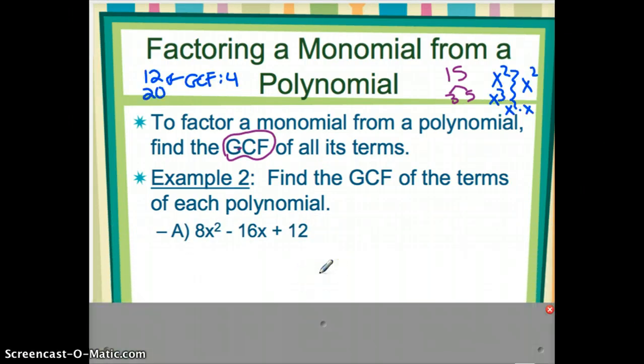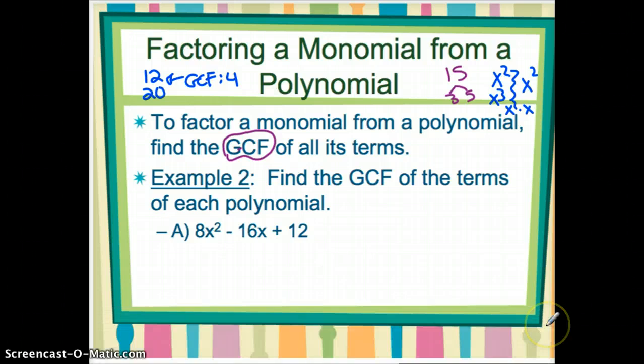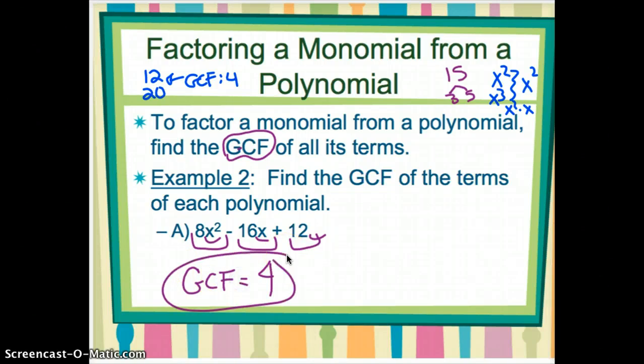So here I've got this polynomial, 8x squared minus 16x plus 12. When I'm looking for a GCF, I'm going to look for a number or an expression that goes into all three of these terms. For the numbers 8, 16, and 12, 8 goes into 8 and 16, but it doesn't go into 12, so you're going to have to try something smaller. 4 goes into all three of those. So 4 is my number part, and then I'm going to look at my expressions too. So x squared, x, and there's nothing there, so it's not going to have any variables with it. So the GCF of that expression equals 4.